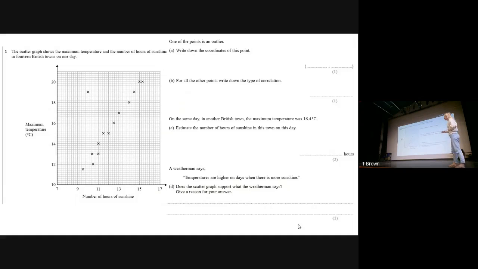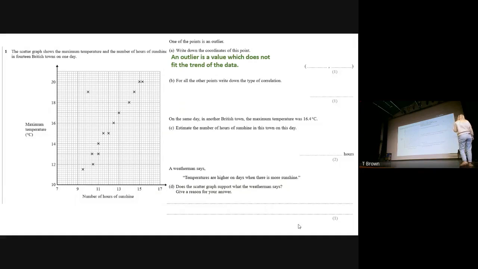First question. The scatter graph shows the maximum temperature and the number of hours of sunshine in 14 British towns on one day. We've got the maximum temperature on our y-axis, and the number of hours of sunshine on our x-axis. It says one of the points is an outlier. Write down the coordinates of this point. Last year in the exam, you were asked to write down what an outlier is, so you might find it helpful to write this down. An outlier is a value which does not fit the trend of the data. So there's a pattern to the data, and our outlier doesn't look like it fits.